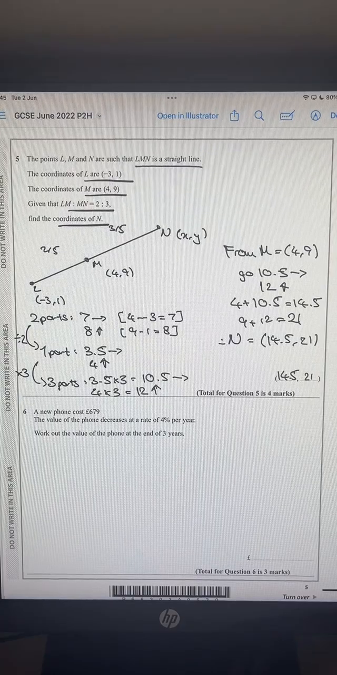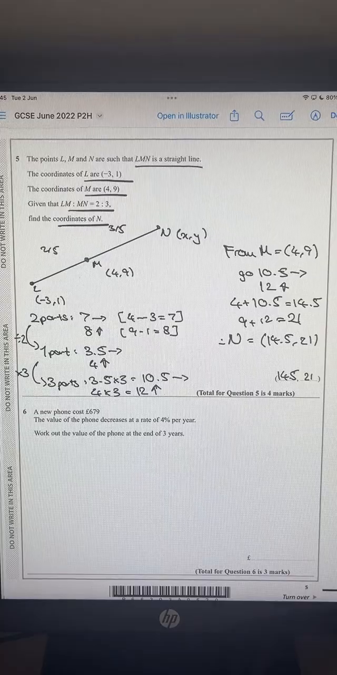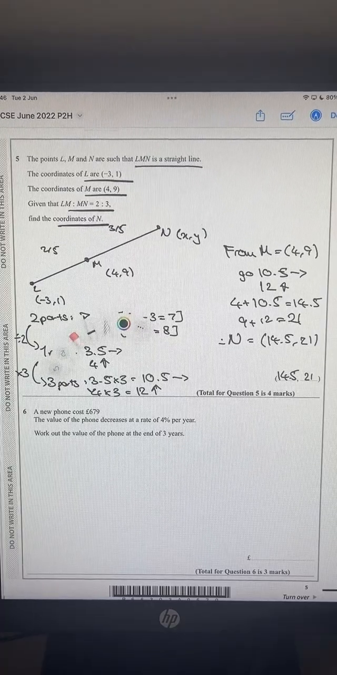So, quick explanation again: draw out the picture of your straight line like I've done here. And we know that going from L to M is 2 parts of my line. So I could just find how much going 1 part of my line is. For 2 parts, it's 7 across and 8 up, from -3 to 4 and from 1 to 9. Find 1 part by dividing those by 2. And then I need to find 3 parts because I want to go from M to N, so just multiply those by 3 to get my 3 parts.